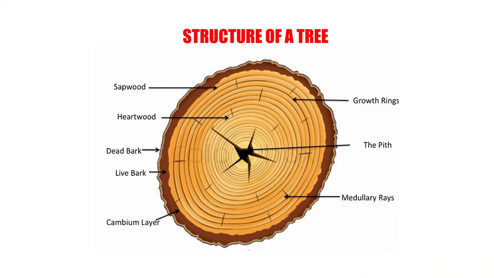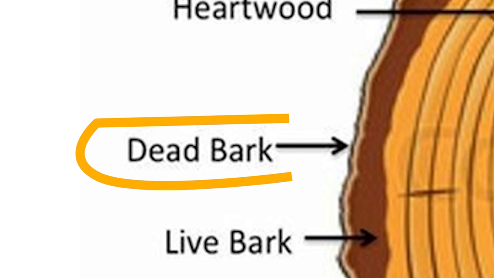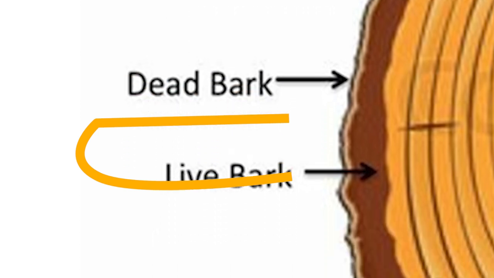Well, let's go to the next subheading. You will be looking at a picture on your screen right now, which shows you the structure of a tree. We're going to look at it step by step to help you understand it better. We'll start from the outer parts of the structure. We have the dead bark. When you and I look at a tree, what you see as a trunk is what is called the dead bark. Now, when you peel off the dead bark, what you see is what we call the live bark.